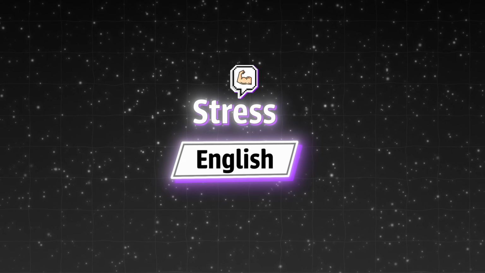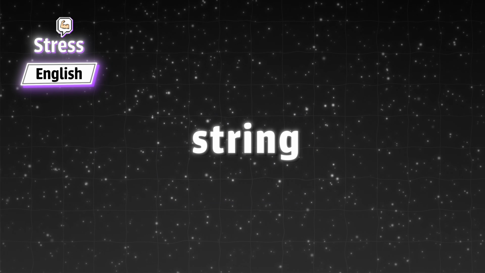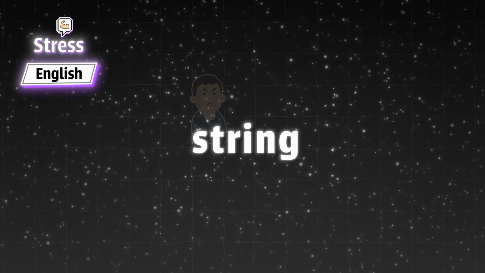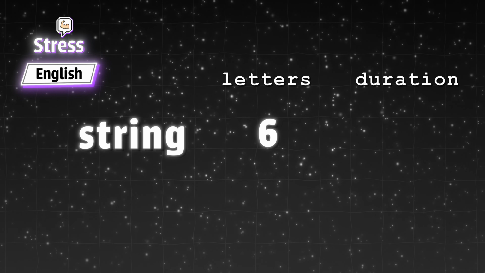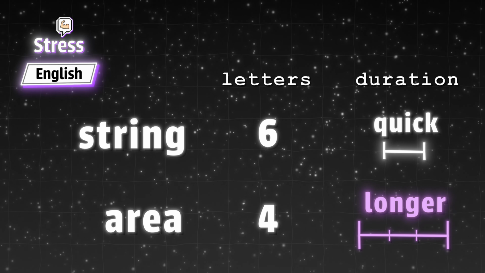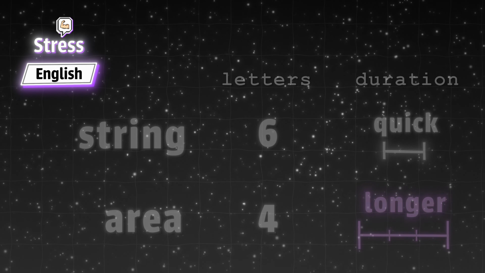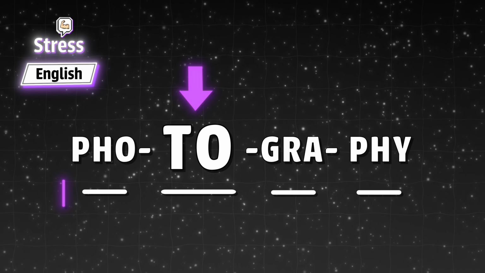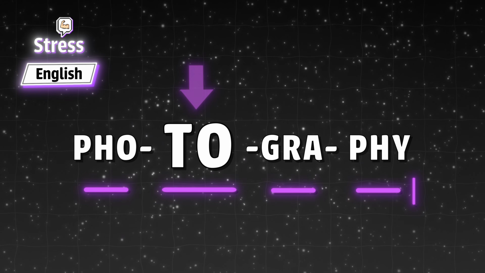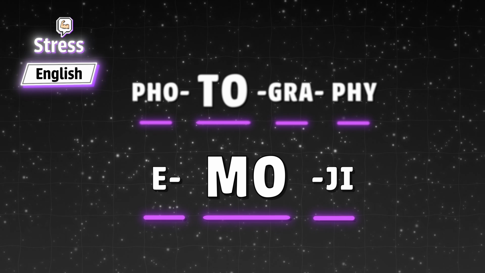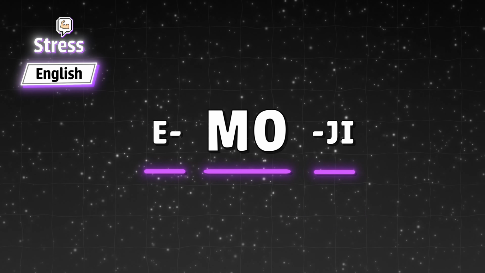English, on the other hand, is a stress-based language. First, the number of letters in an English word doesn't necessarily tell you its duration. For example, string is 6 letters but quite quick to pronounce. But area is only 4 letters but it's longer to pronounce. And most words in English have a stress on one of the syllables, where we pronounce it longer and louder. Photography and emoji.